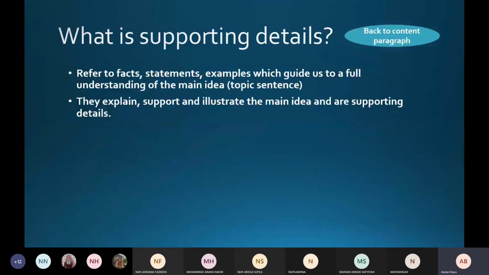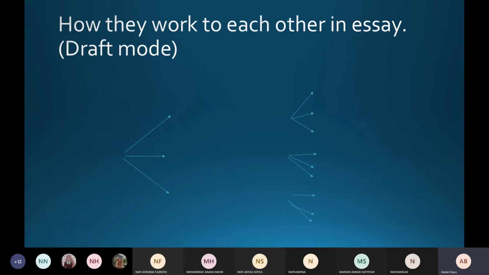Alright, what is supporting detail? Refer to facts, statements, examples, which guide us to a full understanding of the main idea, topic sentence. They will explain, support, and illustrate the main idea and are supporting details, right? They support the statement in the topic sentence, basically. Okay, kita tengok macam mana how they work to each other.